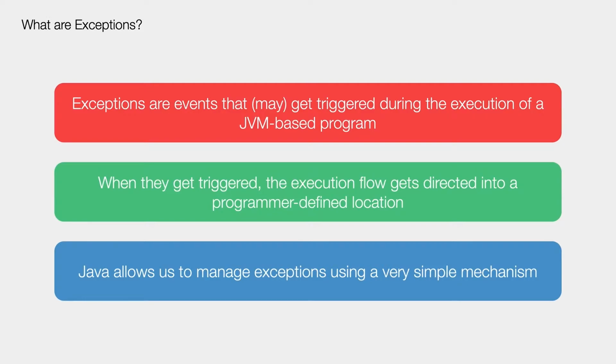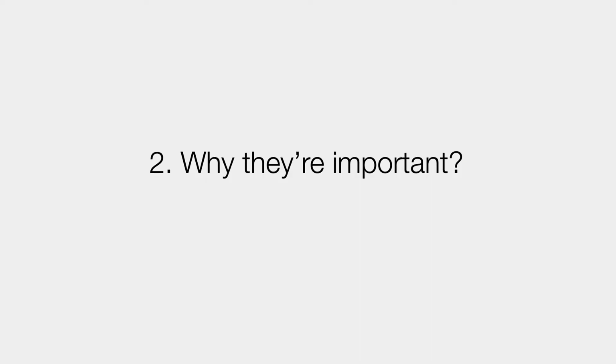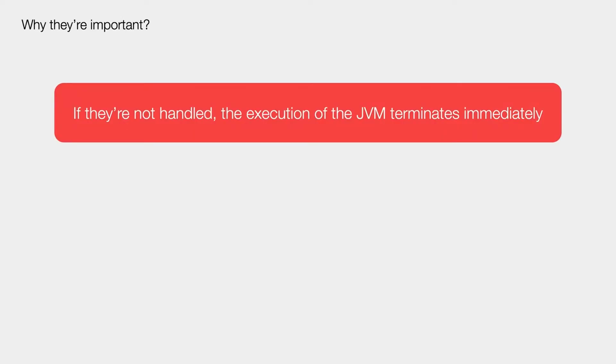One really important question here would be why they are important. Why do we need to know about exceptions? Well, the very first reason is that if they're not handled, the execution of the JVM terminates immediately. So in other words, your program crashes. And this may lead to a number of consequences. For example, some data loss, right? As an example, if you have a web application which crashes, all the traffic that goes into it will be rejected, right? So you have an immediate data loss.